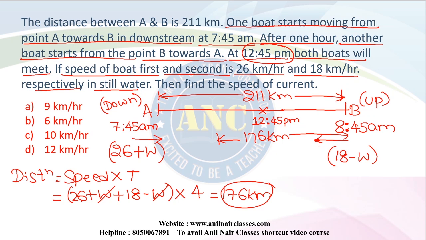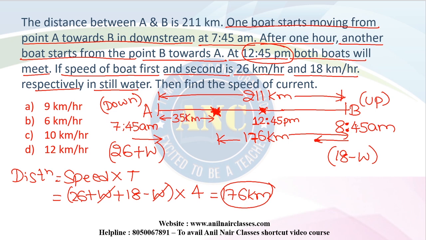And I can also say that it is traveling for 1 hour, and this distance is 176 kilometers by the time they met. So this is the meeting point, this should be 12:45, right? So when both the boats are traveling, it is 176 kilometers that both of them have traveled. Out of 211, 176 is done. Remaining is 35 kilometers. I hope you are getting it.